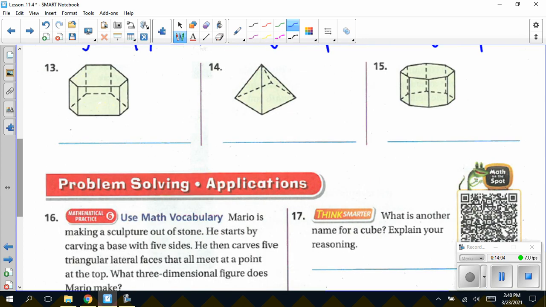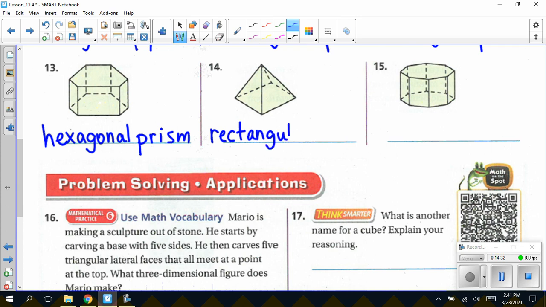So number 13, I do have 6 sides for my polygon, so it is a hexagonal prism, 2 bases. Number 14, I can give 2 different names. I am going to call this a rectangle as my base, so rectangular pyramid, has only 1 base.